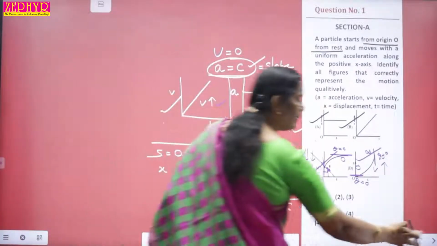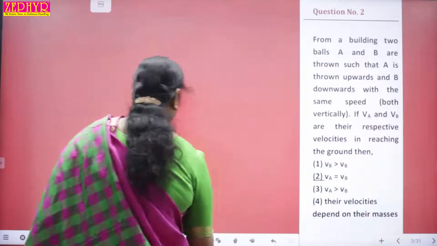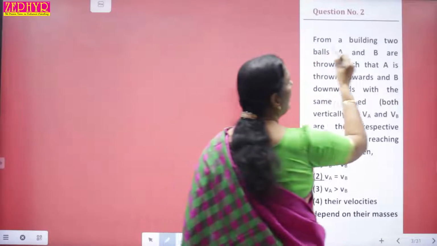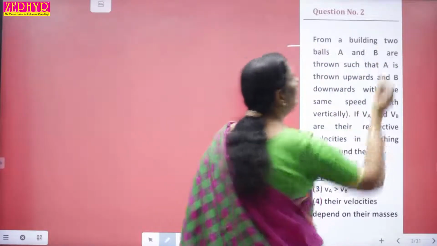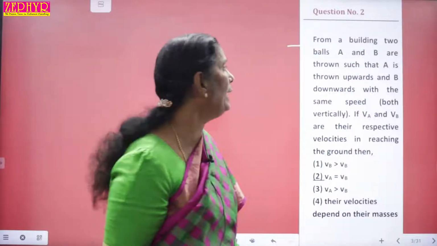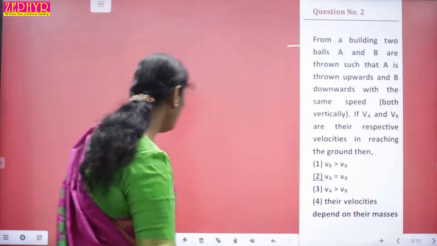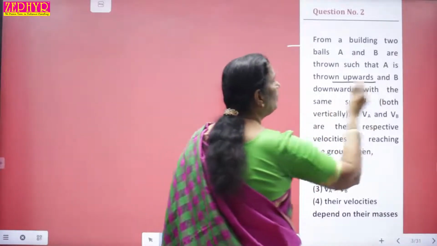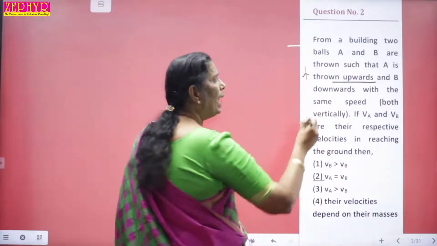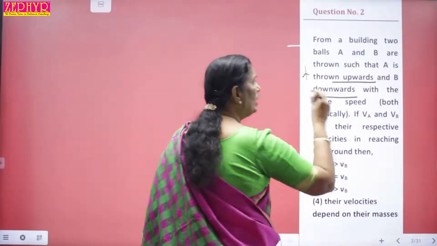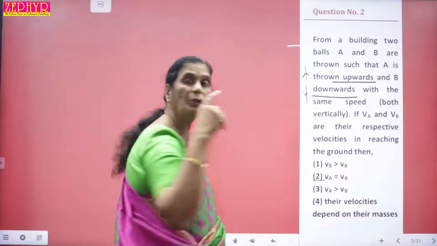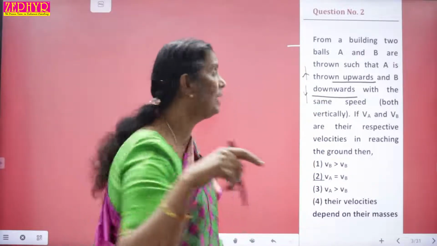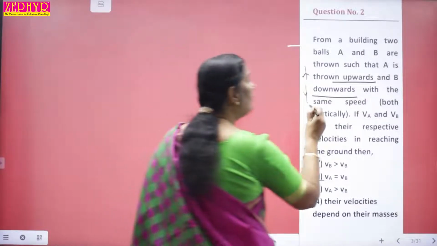Shall we go to the next question? Always read the question. From a building, two balls A and B are thrown such that A is thrown vertically upwards and B downwards. Be careful. A is thrown vertically upwards, B is thrown downwards with the same velocity.